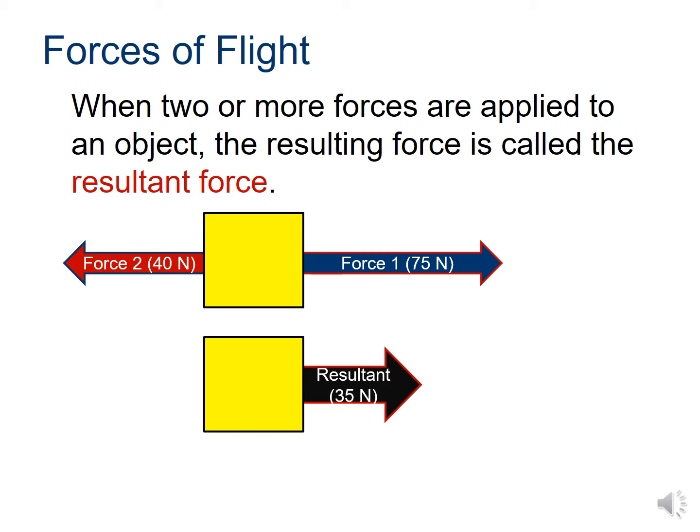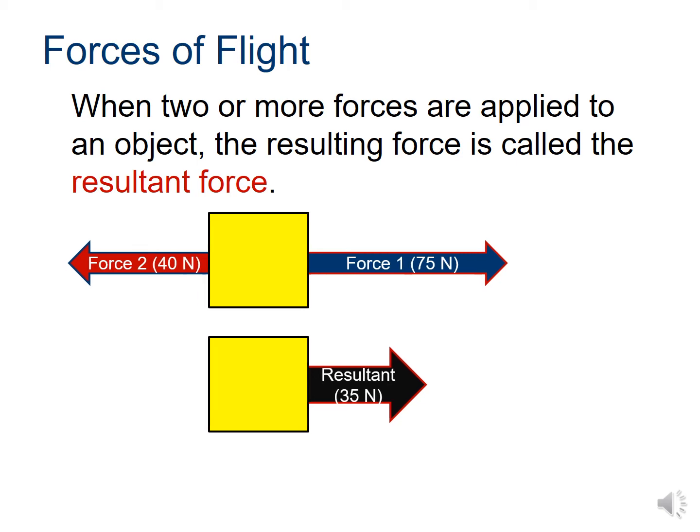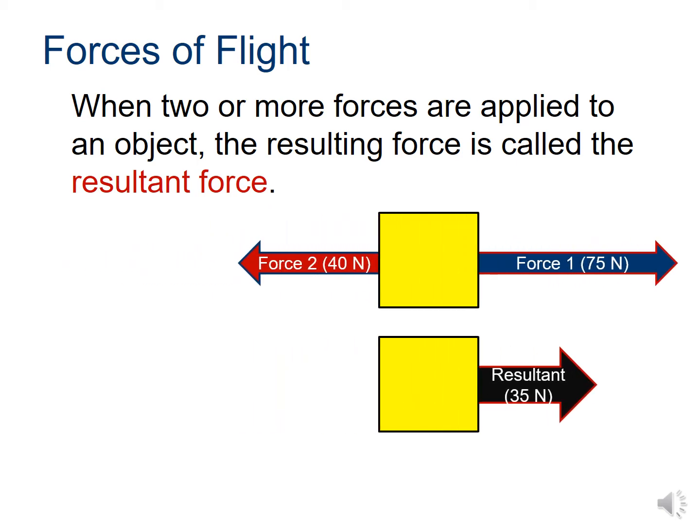We call this combination of forces on the object the resultant vector, or the net force on the object. So the 75 newtons to the right minus 40 newtons to the left will give us a resultant vector of 35 newtons to the right. According to Newton's second law, net force equals mass times acceleration. So if there's a net force on the object, it must be accelerating.